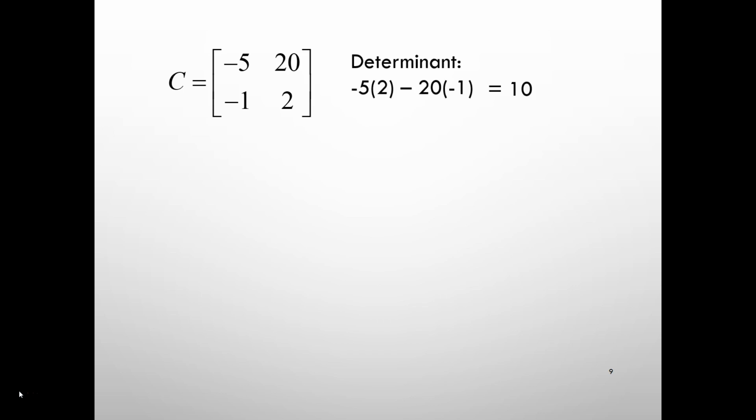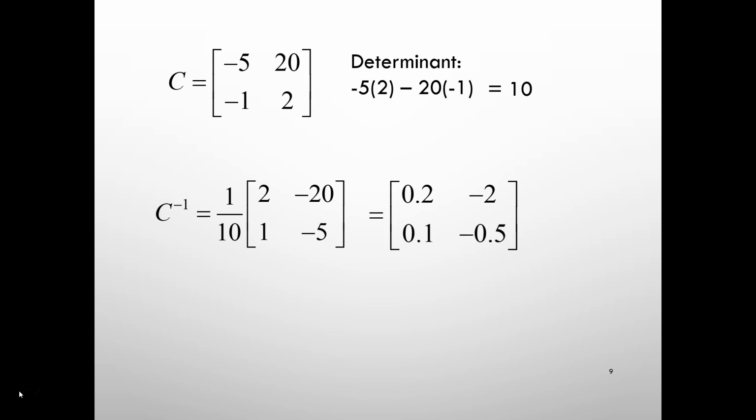First off, the determinant you should have gotten is 10. Then we would take the reciprocal of that. The reciprocal of 10 would be 1/10. And then we swap the -5 and 2 to get 2, -5. Now remember, here we have some negative numbers. So remember, we're taking the opposites of those other two elements. So then 20 becomes a -20, and the -1 becomes a +1. And now when you multiply all those by 1/10, you end up getting 0.2, -2, 0.1, and -0.5.